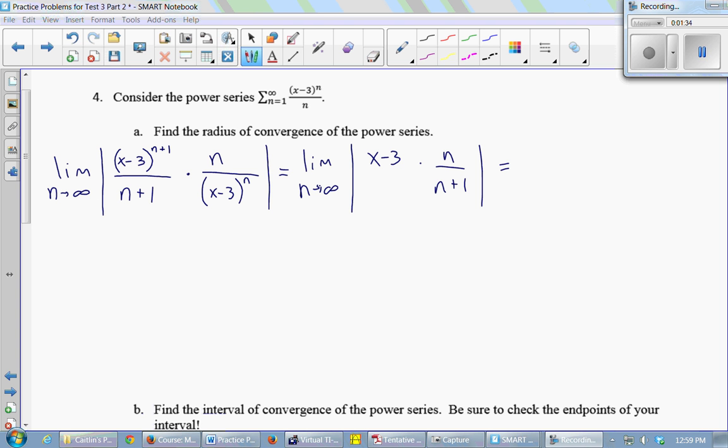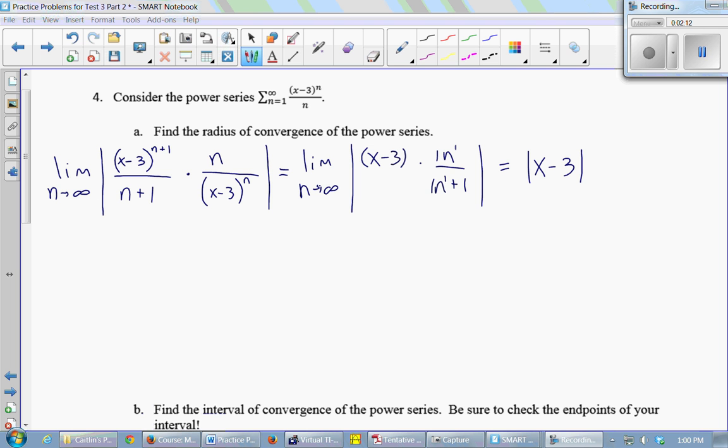And x minus 3 doesn't change no matter what n does. But what happens to n over n plus 1 as n goes to infinity? It goes to 1. The degrees are the same, numerator and denominator, so you just look at the ratio of the leading coefficients. 1 over 1 is 1. So this limit now, when I let n go to infinity, is just that, because the x minus 3 doesn't go anywhere. It is not affected at all by n getting really big. But the n over n plus 1 is just 1. So this is my limit as n goes to infinity.